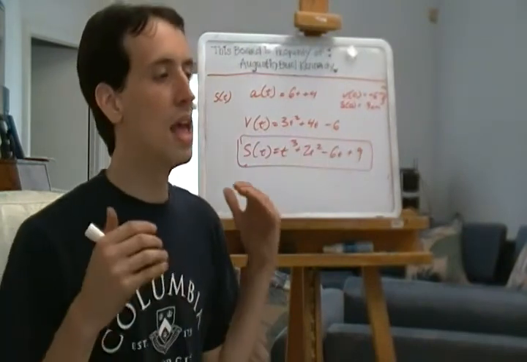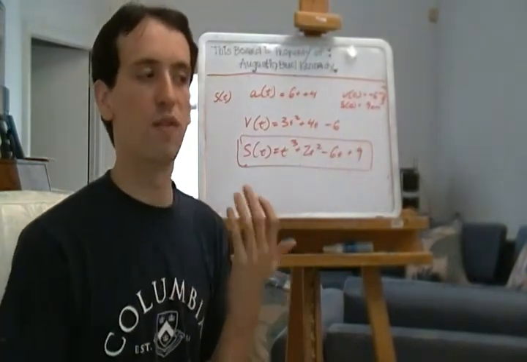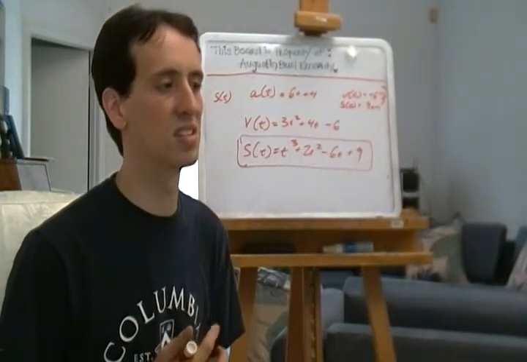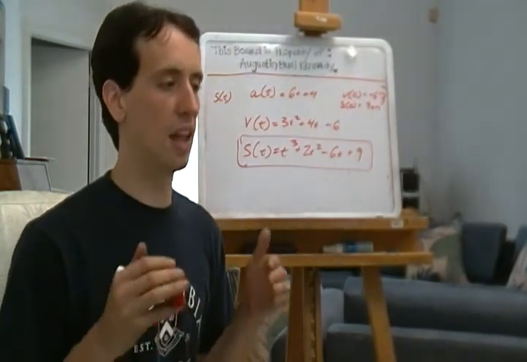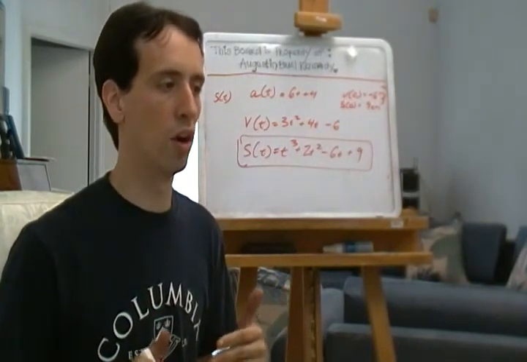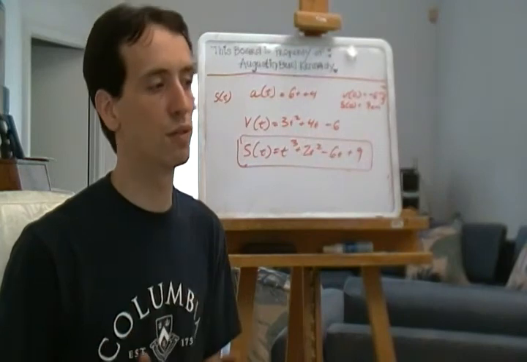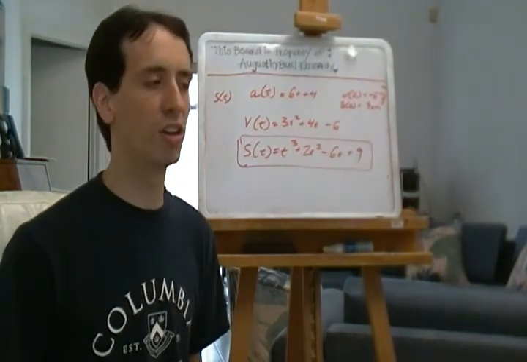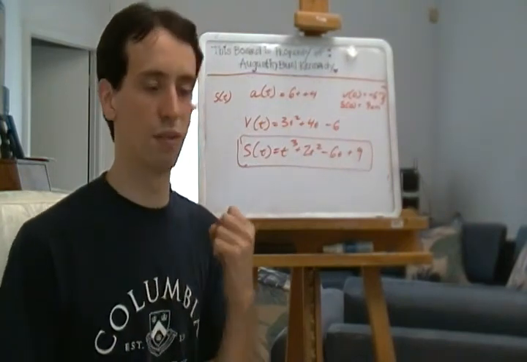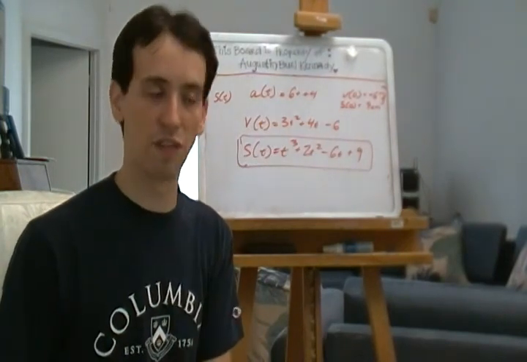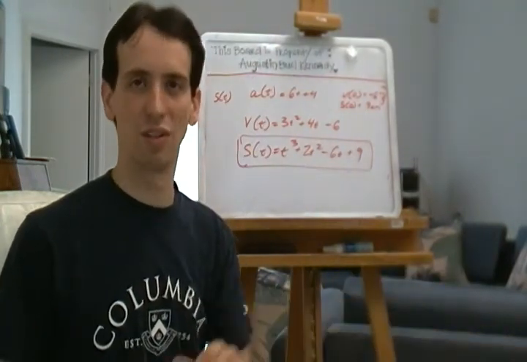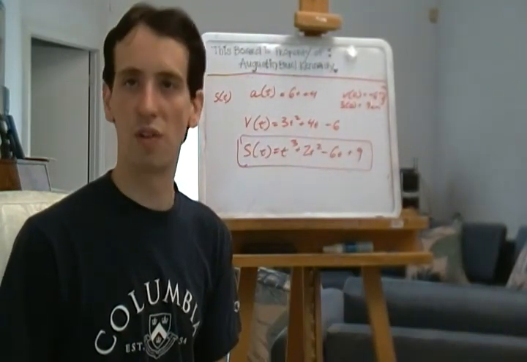Here's the question. f double prime, the second derivative of x, equals 24x squared plus 2x plus 10. If you know that f of 1 is 5, and f prime of 1 is -3, find f. So here you're given the second derivative, and you're given initial conditions of the first derivative and the initial function. You should be able to find the specific solution for this function.